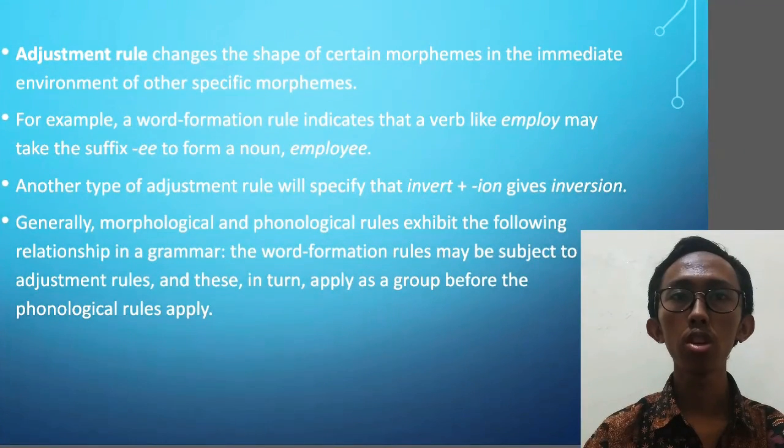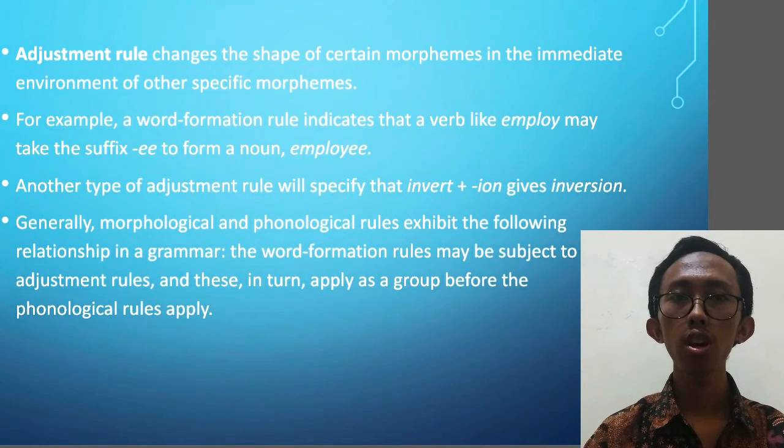An adjustment rule changes the shape of certain morphemes in the immediate environment of other specific morphemes. For example, a word formation rule indicates that the verb employ takes the suffix ee to form the noun employee. But an adjustment rule indicates that when one adds ee to the verb nominate to form a noun, one gets the truncated version nominee. Another type of adjustment rule will specify that the verb invert plus ion gives inversion. Notice that this rule would have been considered a phonological rule, t becoming sh, in earlier transformational generative phonology.